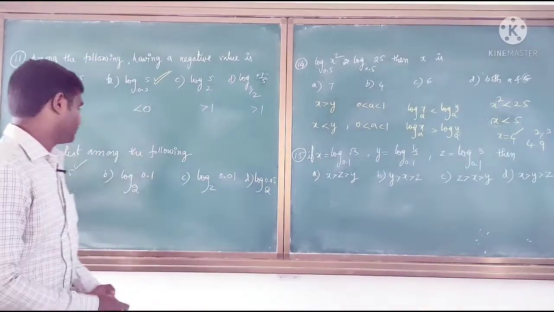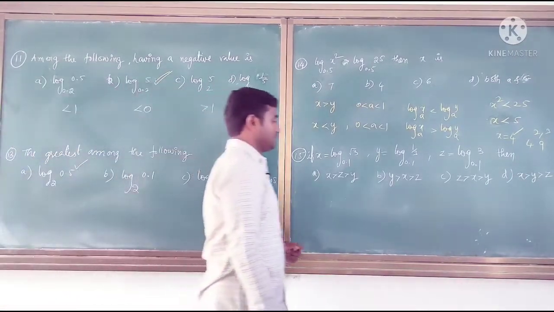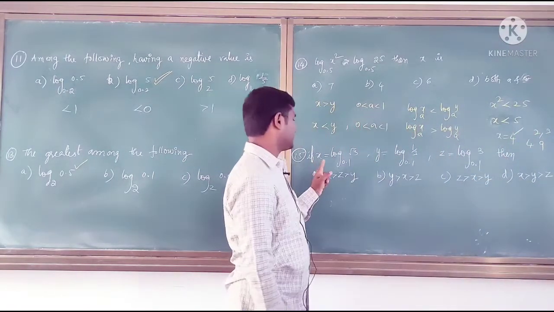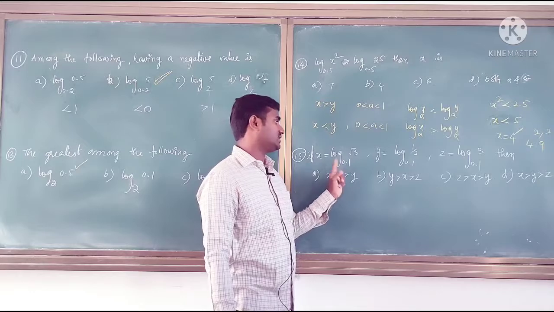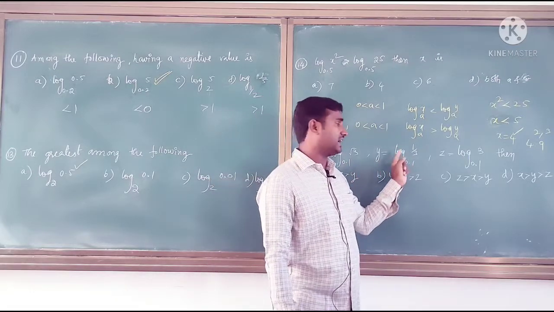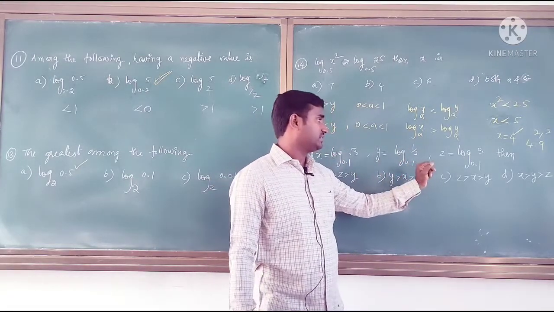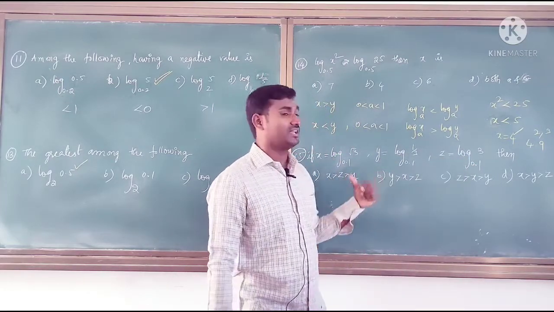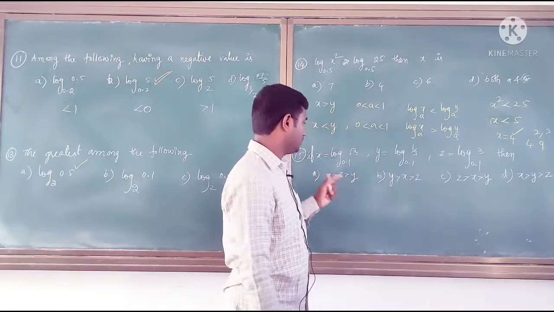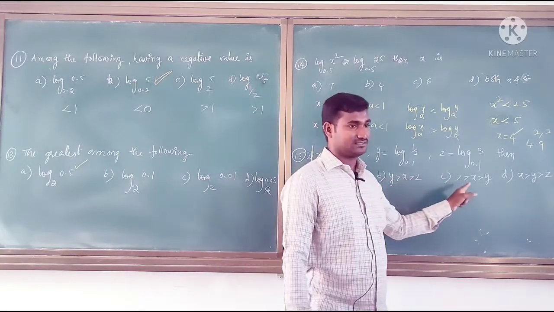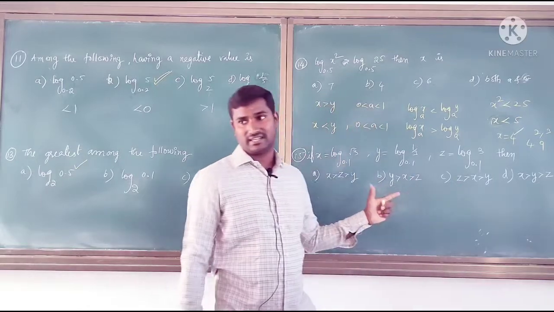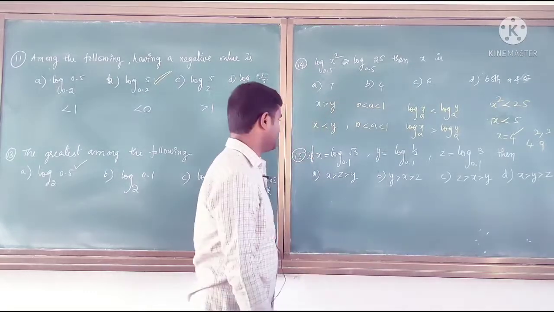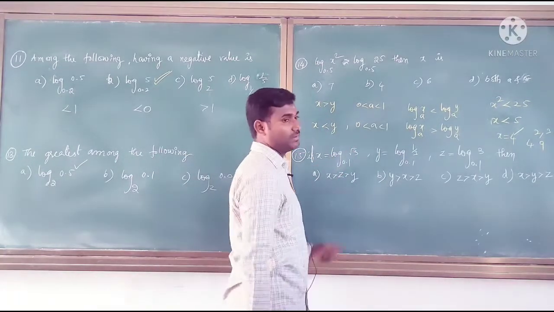Okay, next question. If x is equal to log root 3 to the base 0.1, y equal to log 1 by 3 to the base 0.1, z equal to log 3 to the base 0.1, then which of the following is true here? All are in descending order, so we need to find which is the greatest and which is the smallest.